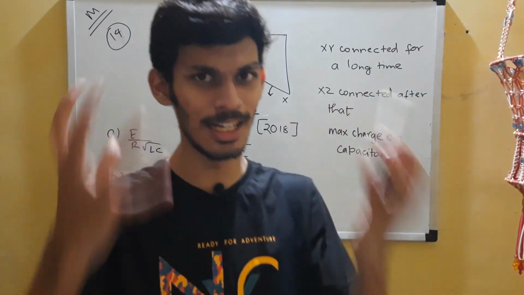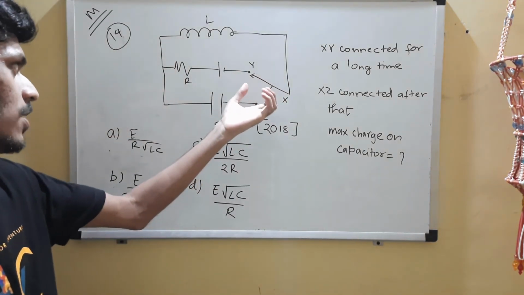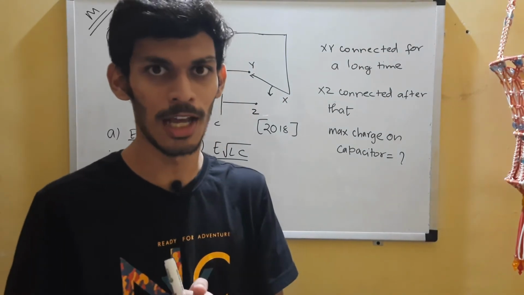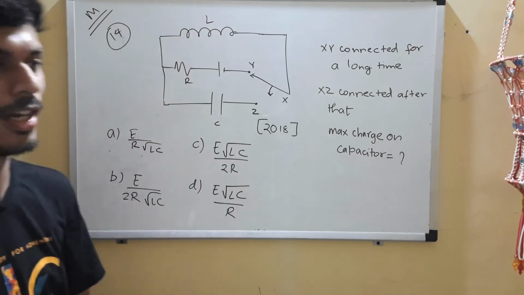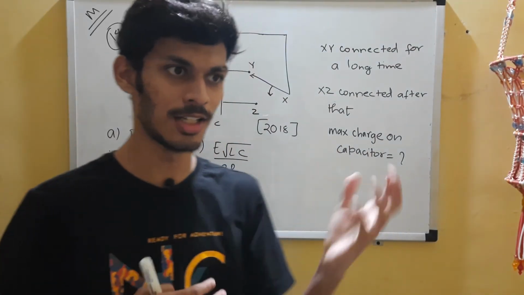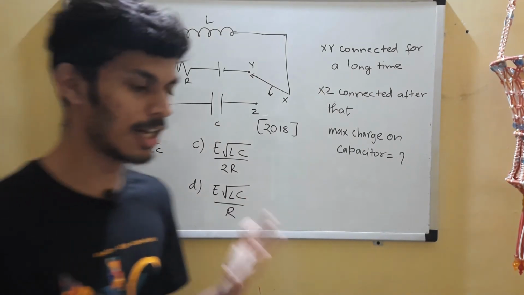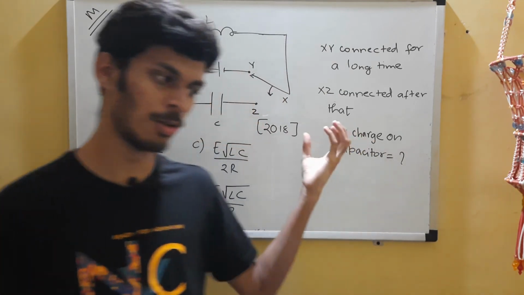Okay, so get into the story. Let's imagine what happens. When X and Y are connected for a long time, what will happen? There will be a growth in the current, right? Growth in the current in the inductor. At the instant t equals 0, when they are connected, the inductor will resist the current growth, right? So the current growth will be gradual.